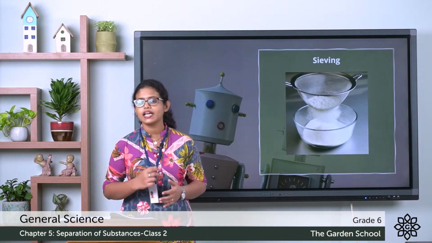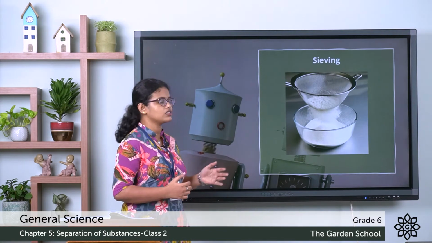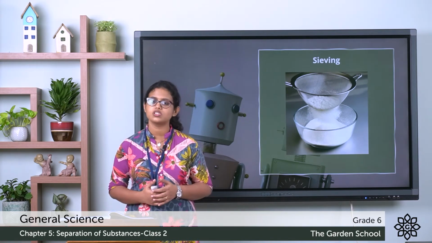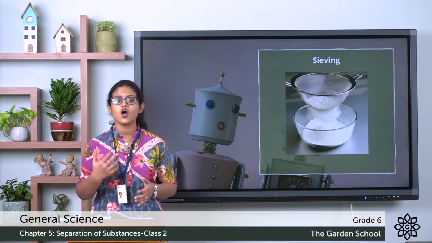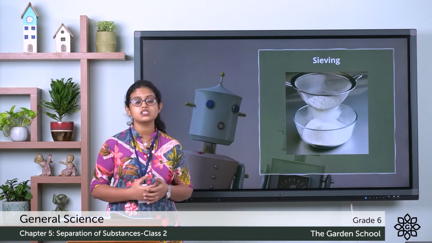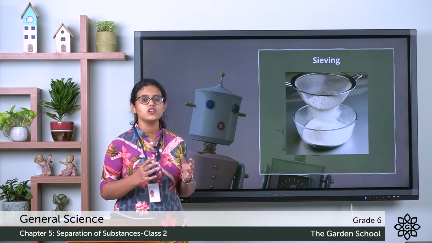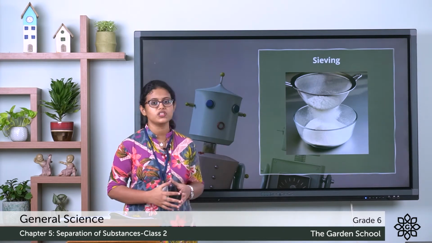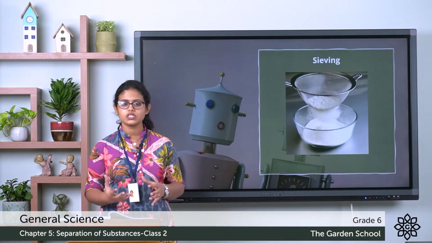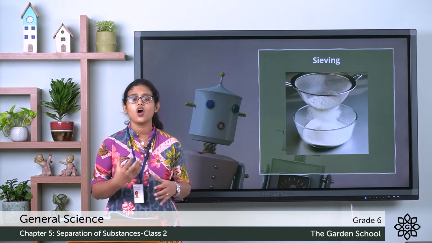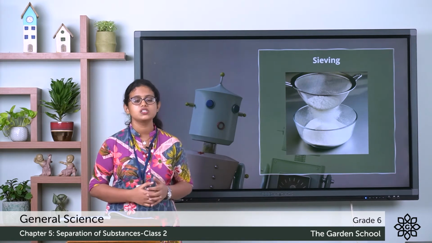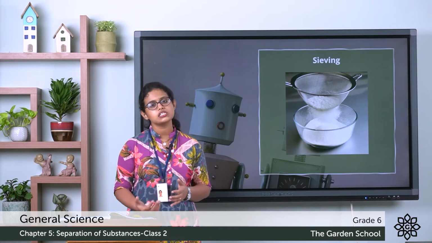Moving to the second method. As you can see here, what is it called? It is called sieving. So what is sieving? It is a method of separating particles of different sizes with the help of a sieve. You can see the picture of the sieve here. So that is called sieving.